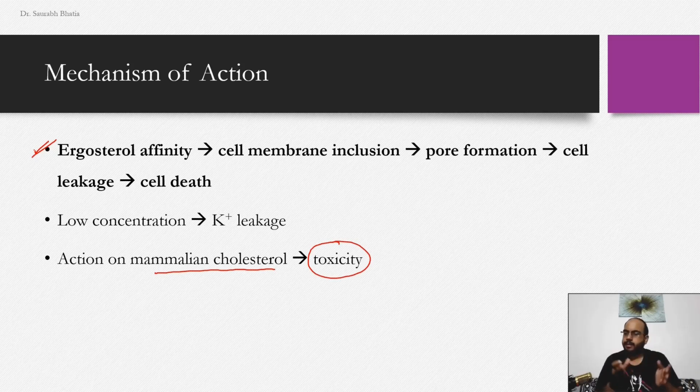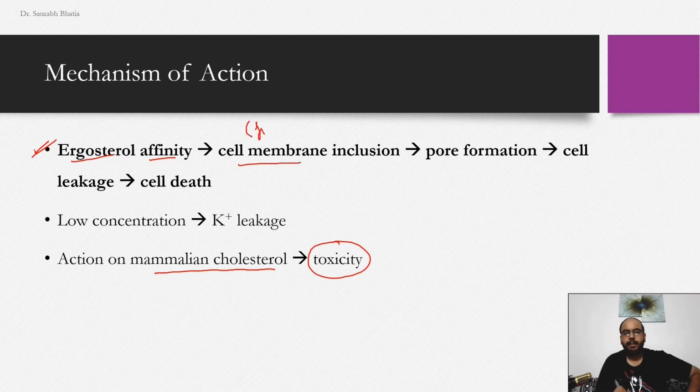Fungal cell membrane has ergosterol. Human cell membrane has normal cholesterol. Amphotericin B binds to ergosterol with a greater affinity as compared to mammalian cholesterol. That is why you have a fungal specific action. But if it binds to human cell, it causes toxicity. Clear? Now, because of this ergosterol affinity, it gets included inside the cell membrane.